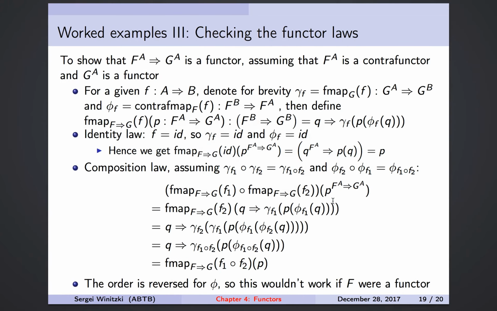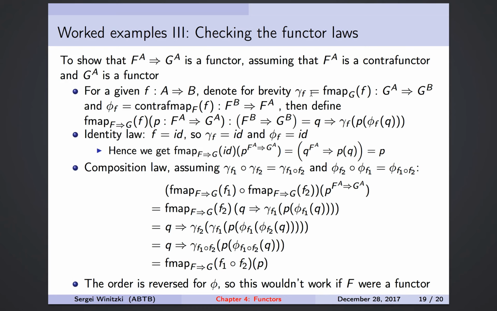Because in the tests, we only have a specific contrafunctor and specific functor, and specific types even. We cannot just run tests for a generic functor. So let's prove mathematically that this is true. It's a very similar proof to the previous one. The details are a bit different.